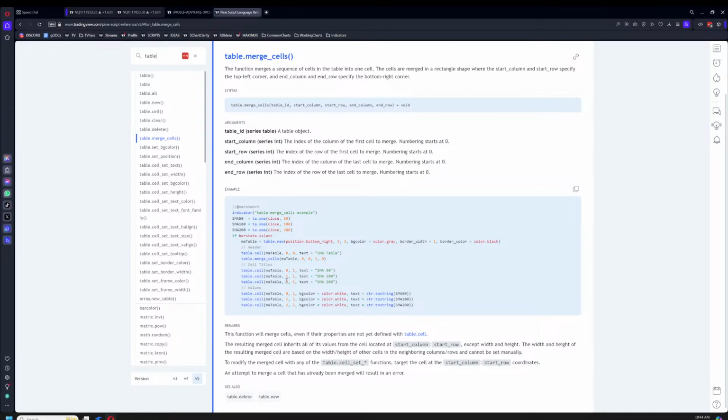Table ID, okay. Start column, start row, end column, end row. So this would be starting at the first column, the first row, ending at the second column, and ending at the end row. Okay. I see.